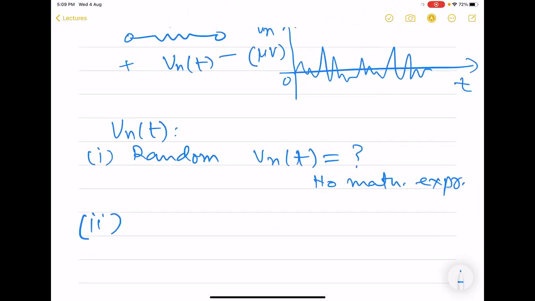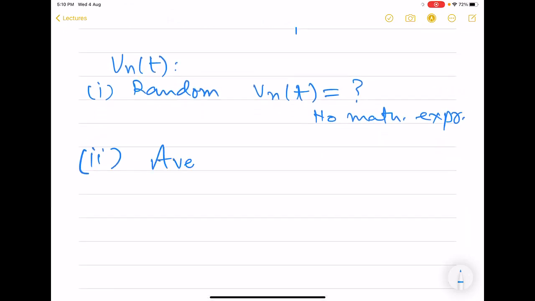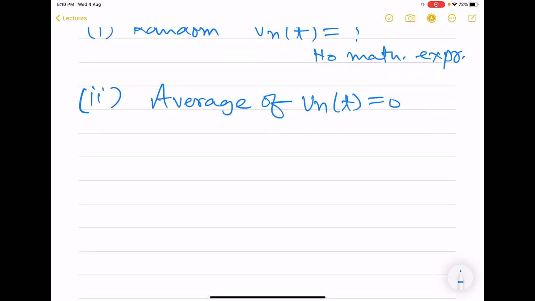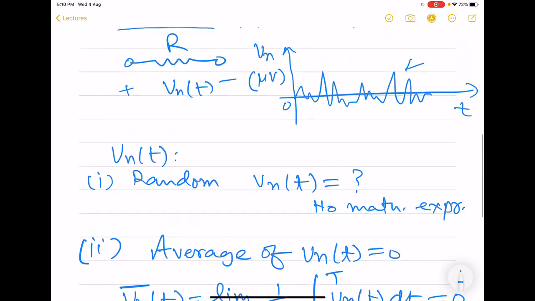Second property, which you can guess by looking at the plot of this voltage with respect to time, is that the average value of this is 0. Average of this noisy voltage is equal to 0. But of course, we take this averaging over a large time duration. So this average value will be calculated as the integral of v_n(t) dt from 0 to T, divided by T, and then we take this T quite large. And this value will turn out to be 0. That means the net area enclosed by this plot is 0.